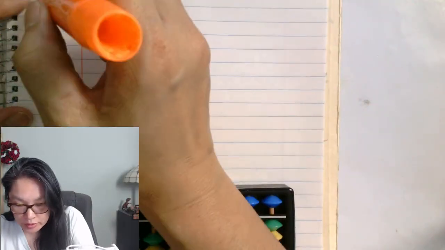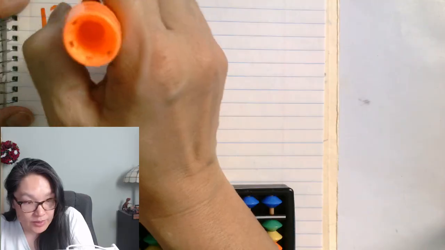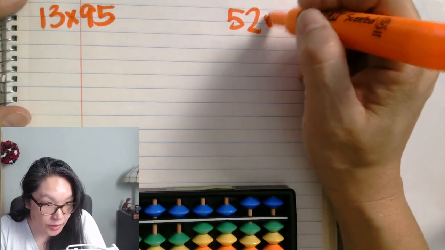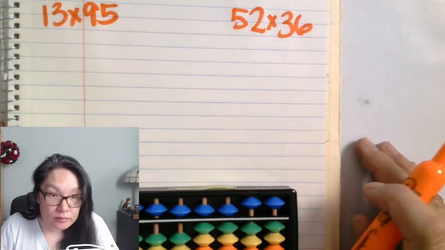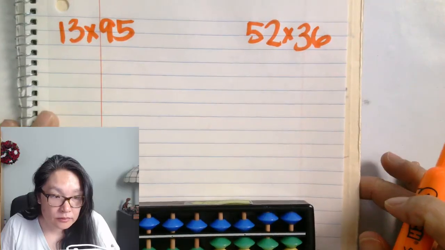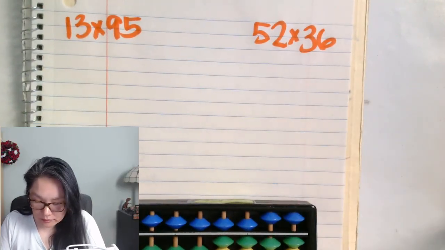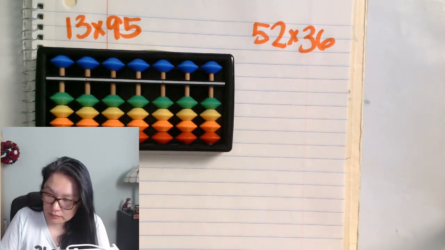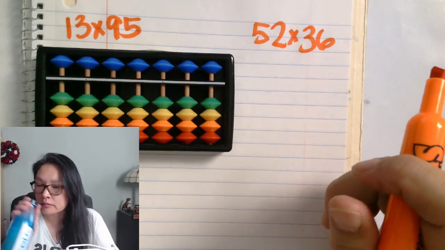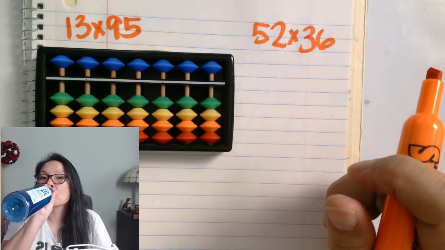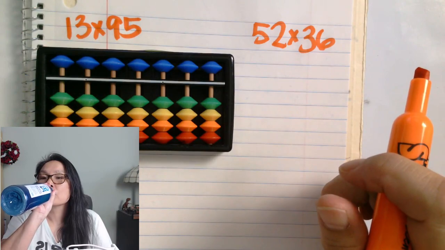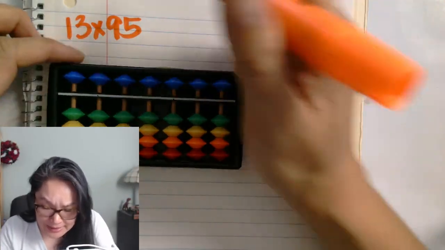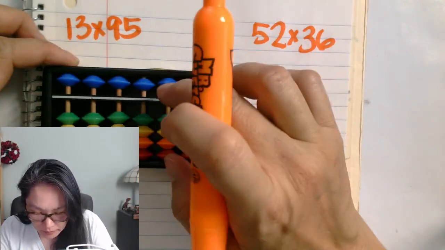Okay, we got 13 times 95. And we have 52 times 36. Okay. It's the same. 1, 2, 3, 4.